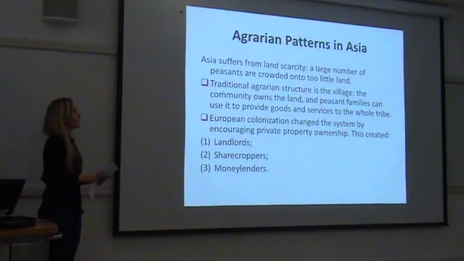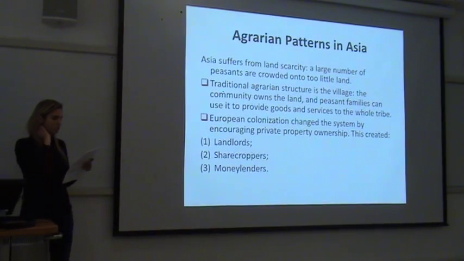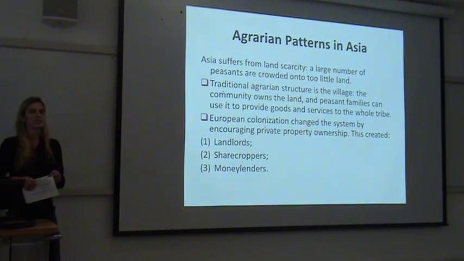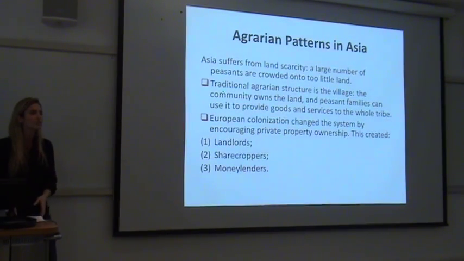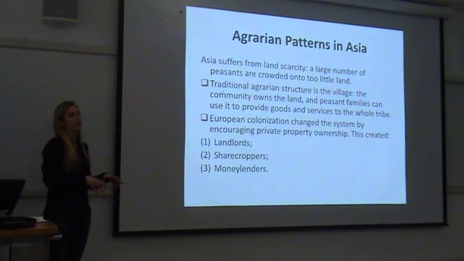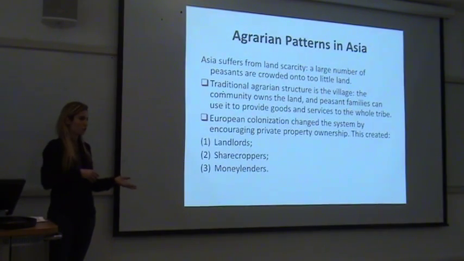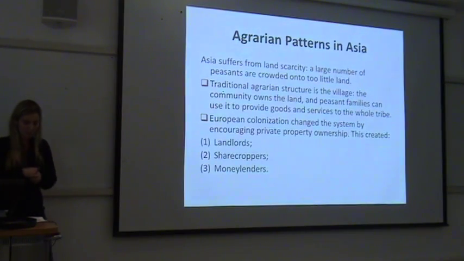Now the agrarian patterns in Asia. The characteristics of Asia are quite the opposite: too many people crowded in too little land. Before the European colonization, the system was based on village agriculture, where the people would be able to use the land and the chief of the community would allow them to trade the land, and would protect them in exchange for products and services.